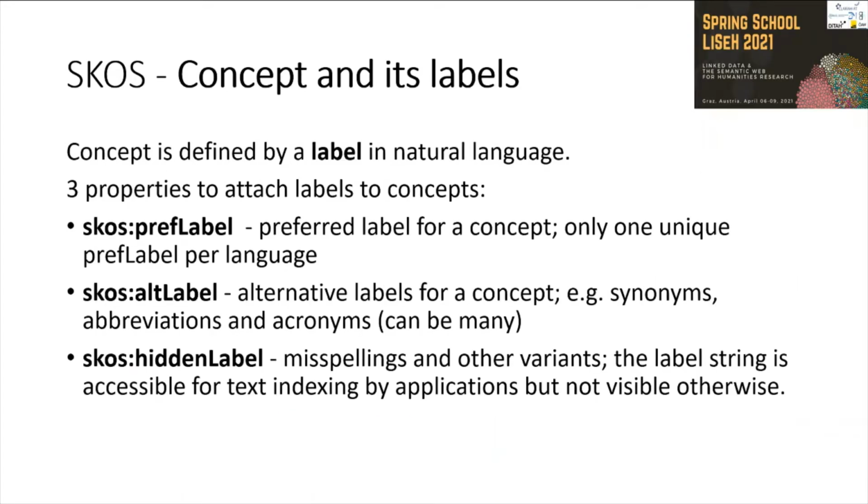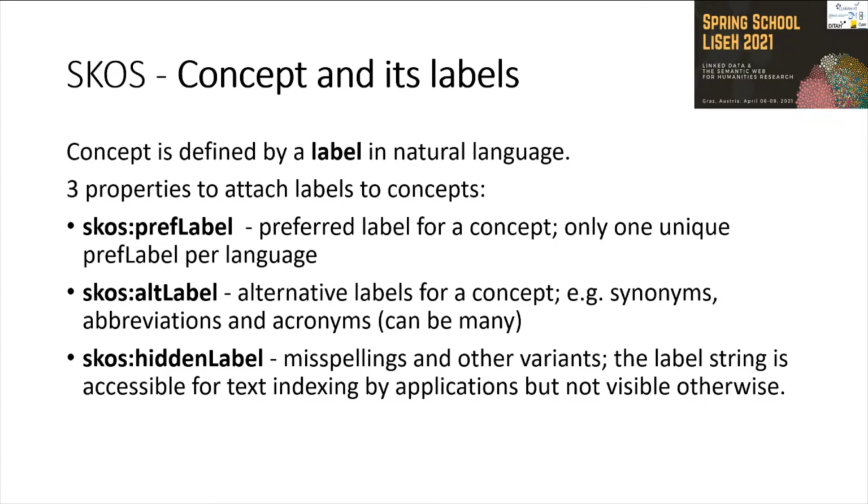In SKOS, each concept is defined by a label in natural language. SKOS provides three different properties to attach labels to a concept. The first is SKOS prefLabel. This is a preferred label for a concept in a given language. SKOS allows only one unique preferred label per language. That means that one concept cannot have two or more preferred labels in one language.